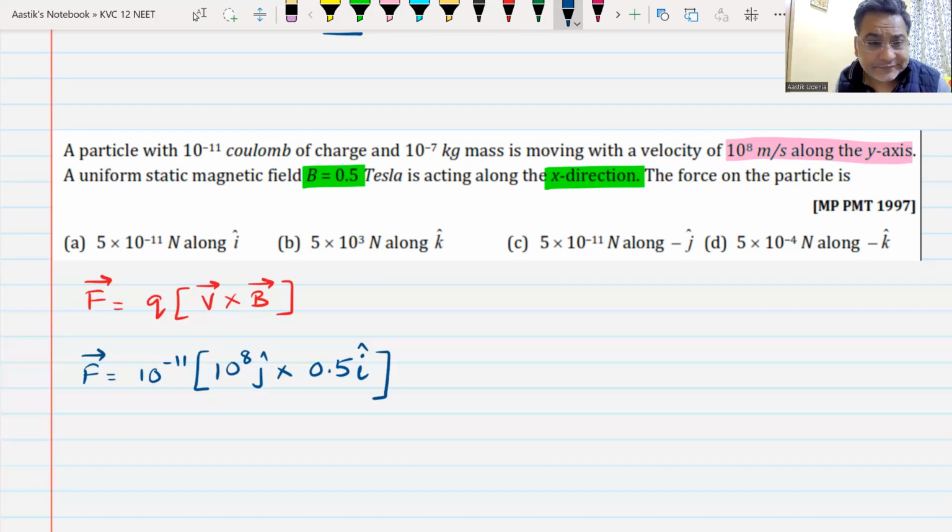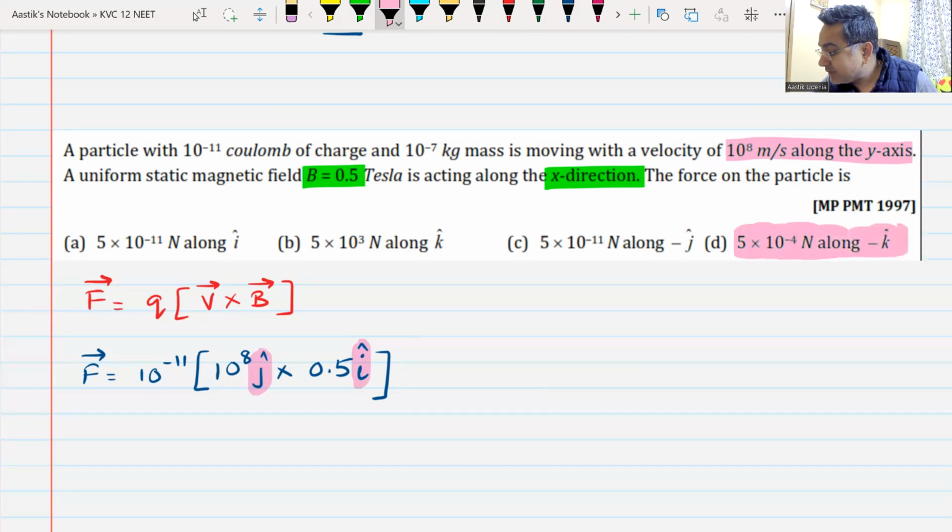You can just take the cross product. J cross I is minus K, and if you multiply, you will get 5 into 10 raised to the power of minus 4 along minus K. J cross I is minus K, and then you can multiply all these things and you will end up with option D, 5 into 10 raised to the power minus 4 Newton along minus K. I'll give you 2 minutes to note it down. Everyone is noting this down.